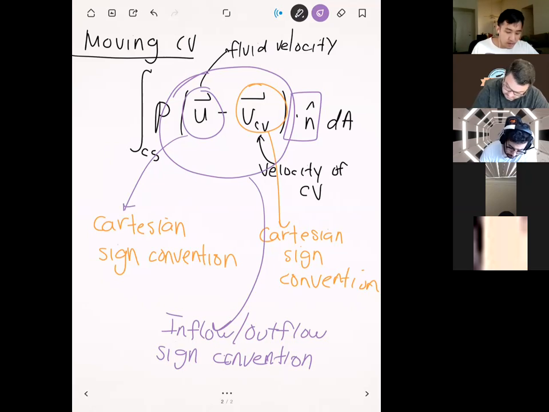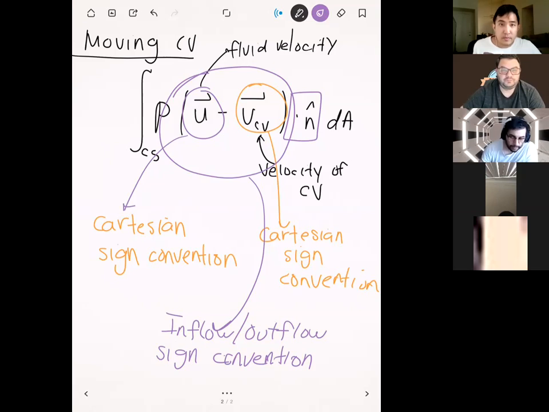So inside the parentheses, everything follows just the regular Cartesian sign convention. But once you take the dot product with this normal vector, then you follow the inflow outflow sign convention. Any questions on this? I know it's a little bit abstract right now, but once we start doing some momentum problems, I think it'll start to make a little bit more sense.